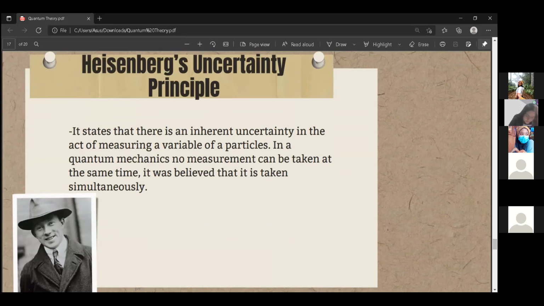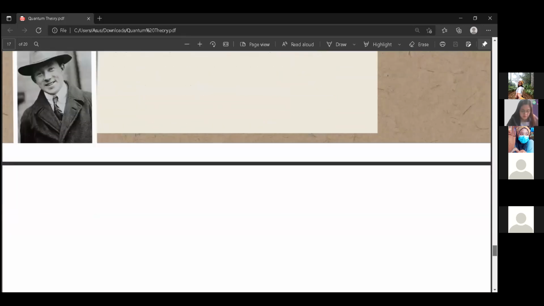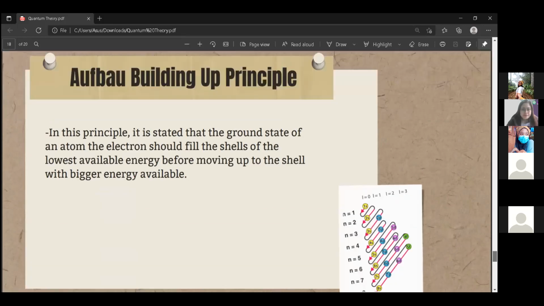The next one is the Aufbau building up principle. In this principle, it is stated that in the ground state of an atom, the electrons should be able to fill the shells of the lowest energy level before moving up to a shell with a bigger energy level.